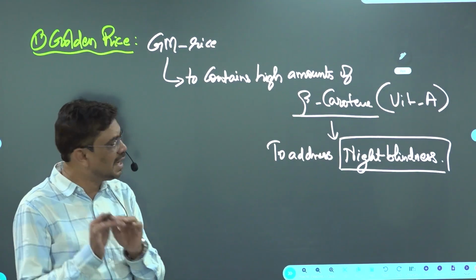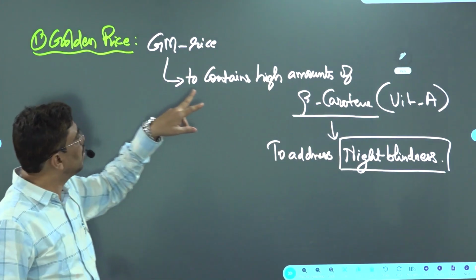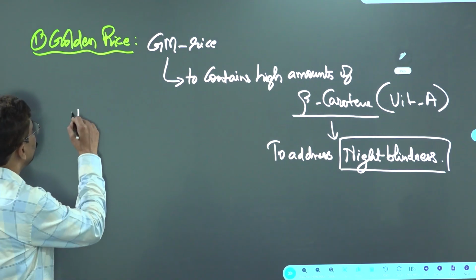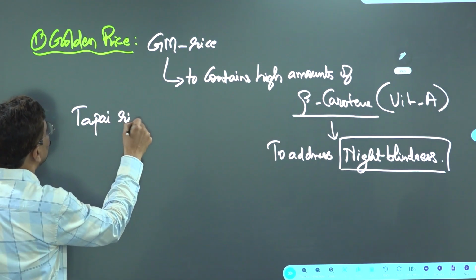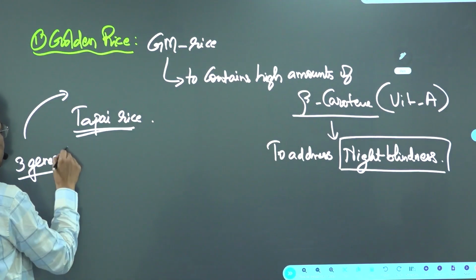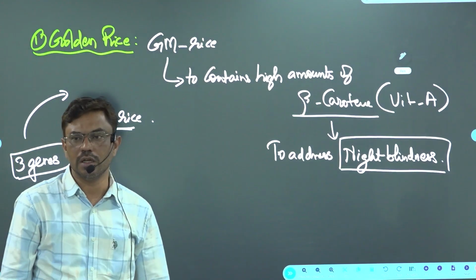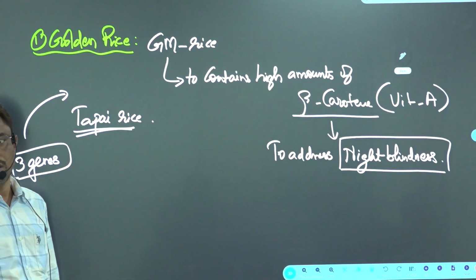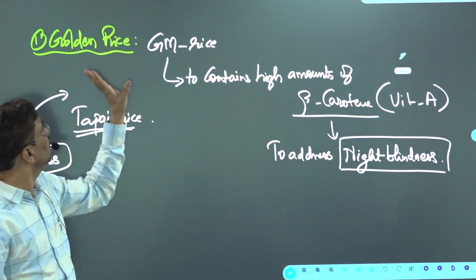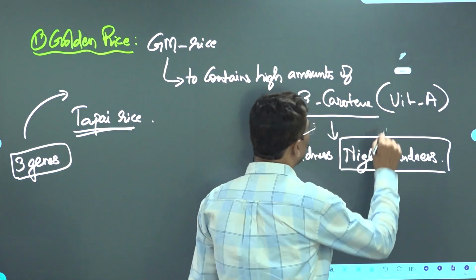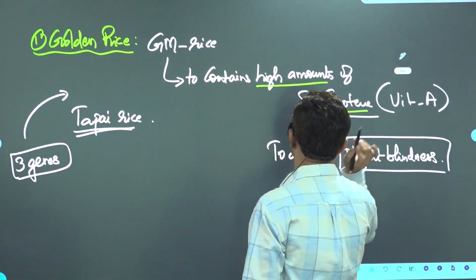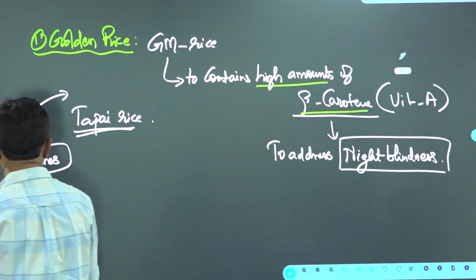In order to address this night blindness problem, the scientists have developed a genetically modified rice variety called golden rice. There is a rice variety called Taipei rice. In this Taipei rice variety, 3 genes have been introduced: 2 genes from daffodils and 1 gene from bacteria, in order to produce high amounts of beta carotene. This is called golden rice. Just remember, golden rice is a rice variety containing high amounts of beta carotene, that is vitamin A.